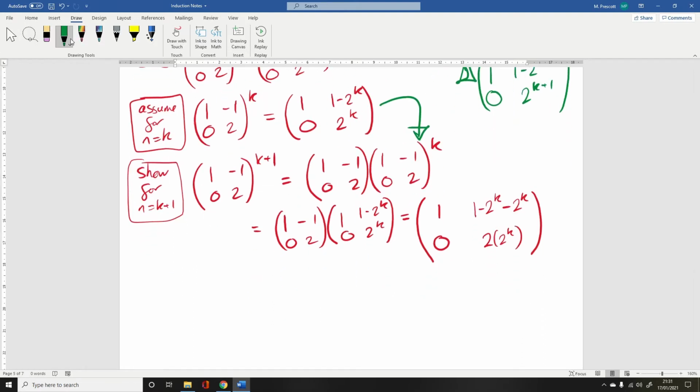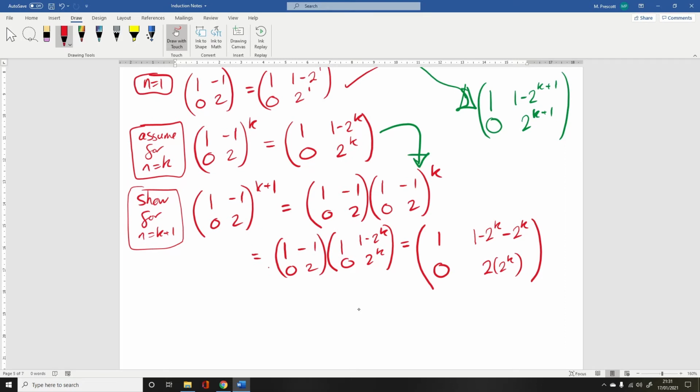What manipulation are we going to do? Well, we're going to use index rules again. So look at what we're trying to prove. We can certainly, obviously the 1 and the 0 are fine. We can collect our terms here. So say this is 2 lots of 2 to the k, and we've also got 2 lots of 2 to the k here.